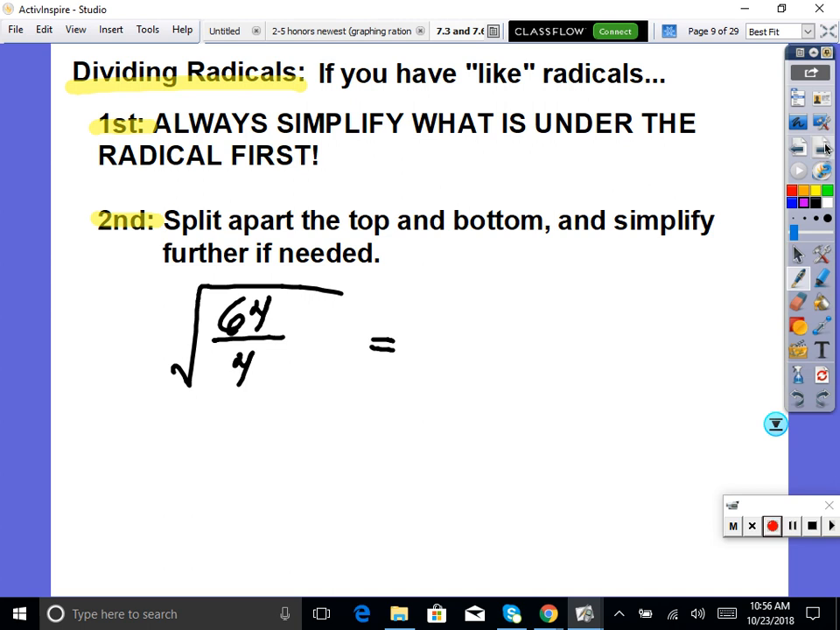So everybody look at this one. We have the square root of 64 over 4. The inside of the radical would be what we do first. Simplify it first. So that's the square root of 16. Well, that's nice, because now what do we have? The square root of 16 is 4.